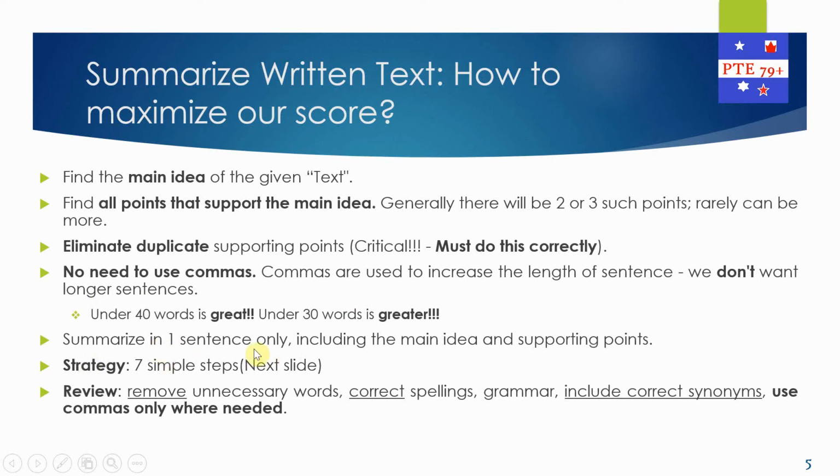Okay, so we know that we have to summarize only in one sentence. I have a strategy of following 7 steps to get a very good single sentence, which I'll explain in the next slide. And we need to remember that any unnecessary words in the final sentence we need to remove. We need to make sure we write correct spellings, grammar, and include synonyms. While we try to avoid commas, there will be some situations where you have to write commas. We cannot avoid commas there, like I'll show you in the example.